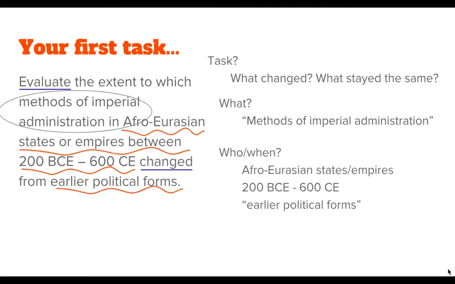And then the last part is just who and when. Like, what are we talking about here? This particular prompt is pretty broad. It's Afro-Eurasian states and empires. So that's anything in Africa, Europe, or Asia. And I've written it as states or empires because I don't want to limit you to just the large major empires. You could choose one of the smaller states if that is beneficial.